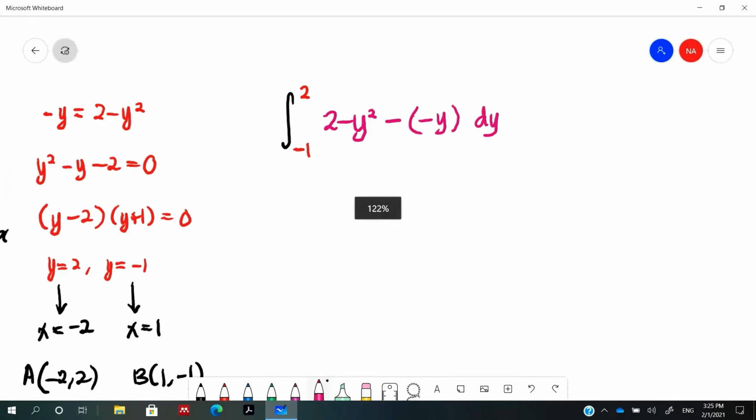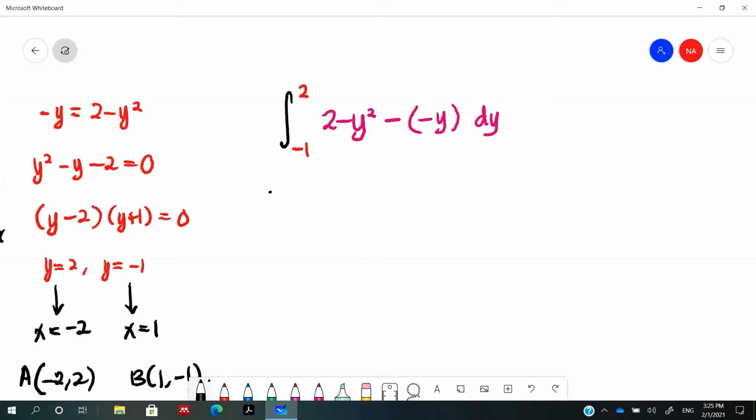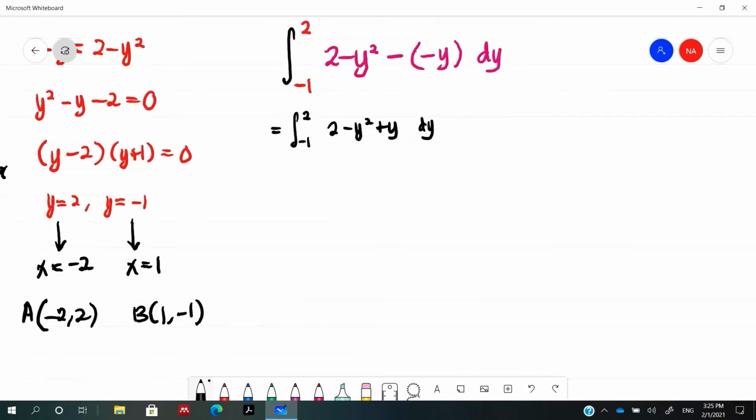So now we want to simplify this. Firstly, we'll have this integrated from negative 1 until 2 of 2 minus y squared plus y dy. So we now integrate this to be 2y minus y to the power of 3 over 3 plus y squared over 2, from negative 1 until 2.